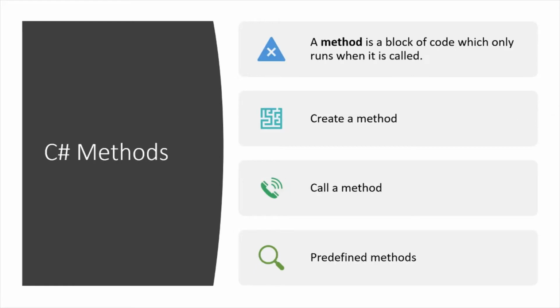So, a method. What is a method? C sharp method. A method is a block of code which only runs when it is called. You can pass data known as parameters into a method, and methods are also used to perform certain actions and they are also known as functions.